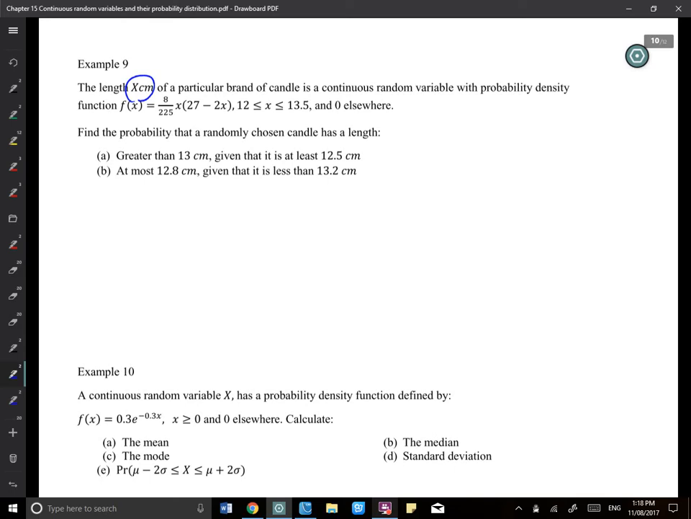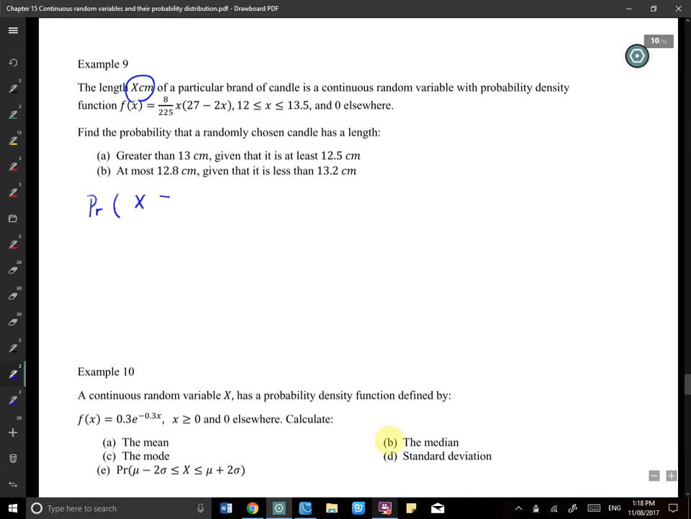But in this question, it's easy, we have that. So it's a continuous random variable with that density function that's a quadratic. If you can see that, that's a quadratic, with linear and linear terms. It is defined from 12 to 13.5, which is the domain for X, and 0 elsewhere. Find the probability that a randomly chosen candle has a length greater than 13, given that it's at least 12.5. So that's a given question.